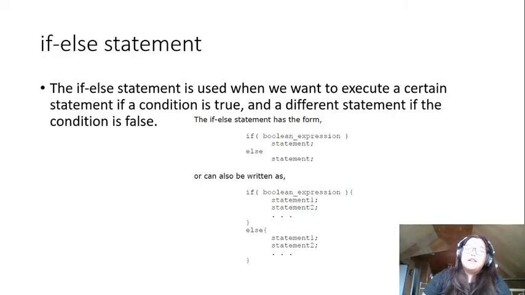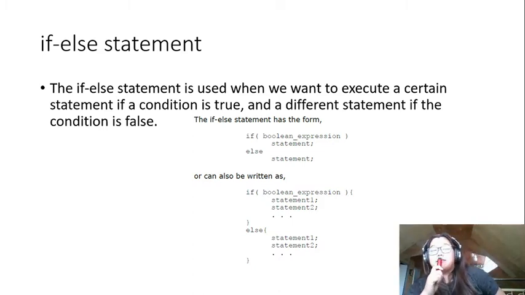Next one. We have if else. So, yeah, what if false? And then I want something to happen every time it goes to false. Therefore, you have the else part. So, then, the if else statement is used when you want to execute a certain statement if a condition is true and a different statement if the condition is false. So the if then statement has the form, it's just the same thing as the if, but then it just has the else there sa baba.